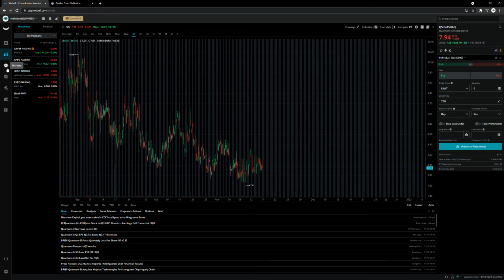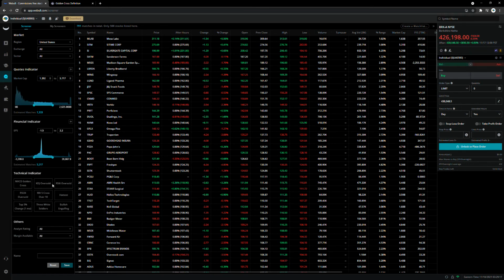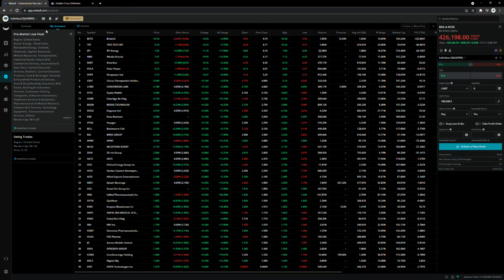If you guys don't know where it's located on Webull, you'll see over here, it's right here, screener right under markets. You can jump into there and edit any screener you have. These are my screeners. I only have two of them. Pre-market low float, that's what I use for day trading. Then I obviously have my swing trades one.